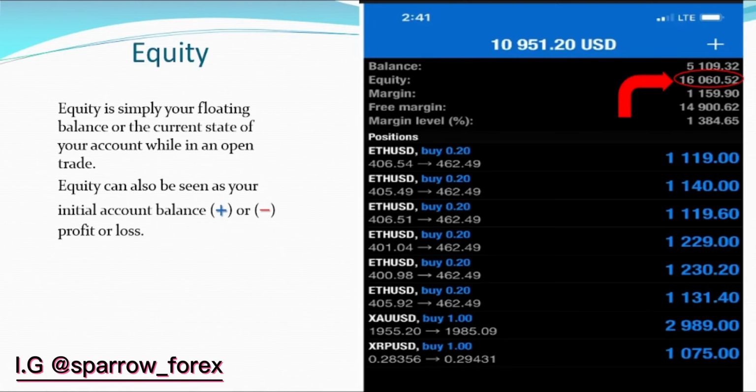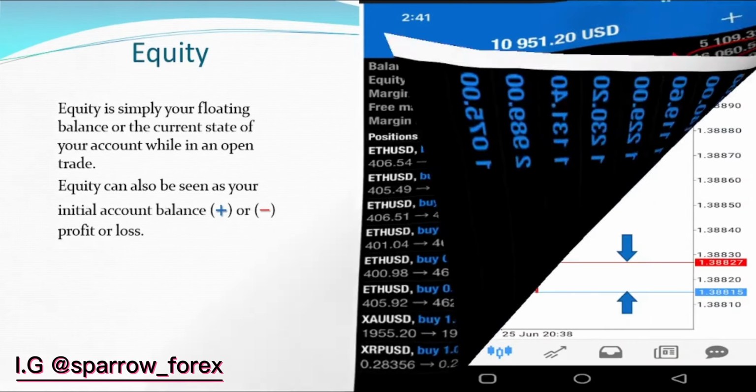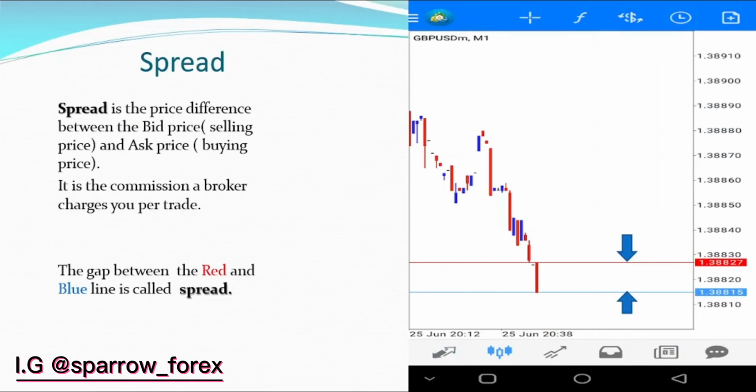All right, let's move to the next one, which is spread. Spread is the price difference between the bid and the ask price, or you can also see it as the gap or space between the bid price and the ask price. As you can see from my screen, the bid and the ask price are identified in red and blue. The spread is also a kind of commission that your broker charges you per trade.